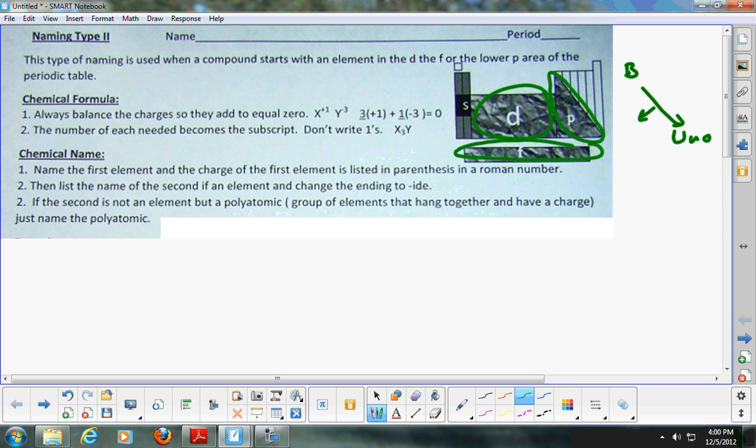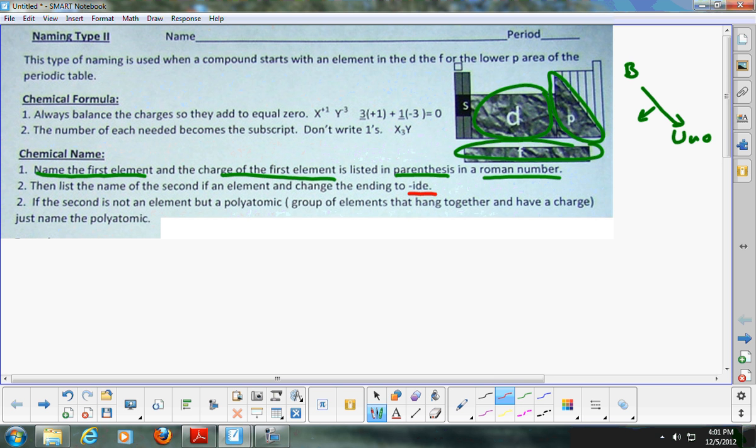Now, we're still going to balance the charges, so we're still going to use an algebraic equation to balance the charges. We don't write ones when we balance equations. We're going to name the first element. We're going to use the charge of the first element and list it in parentheses as a Roman numeral. We're still going to, just like type 1, change the ending to IDE if it's an element, and we're going to keep the ending if it's a polyatomic.